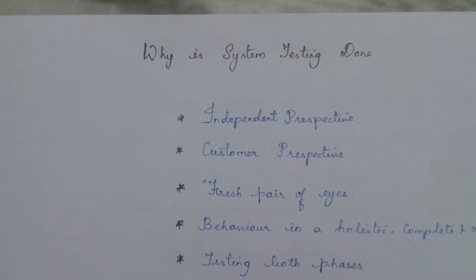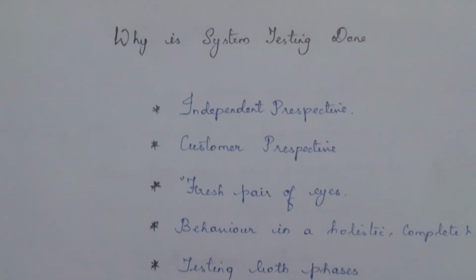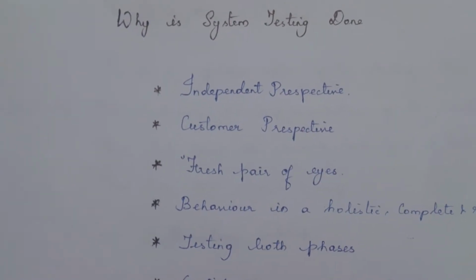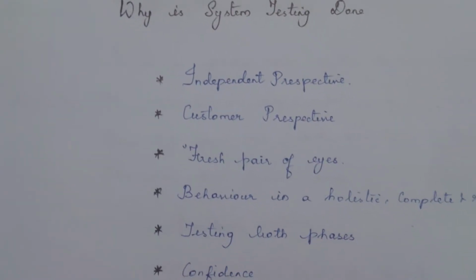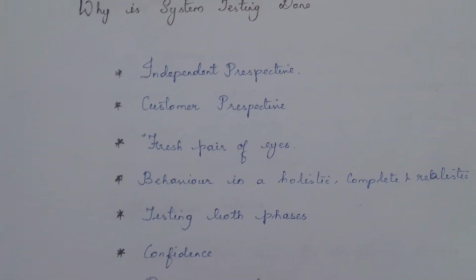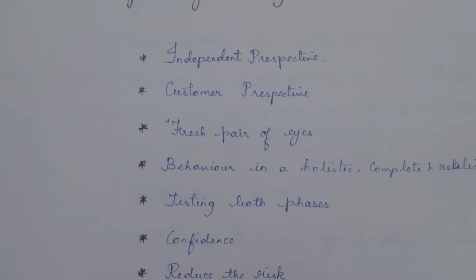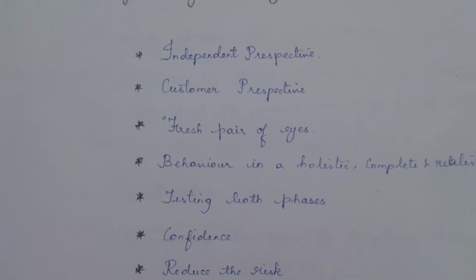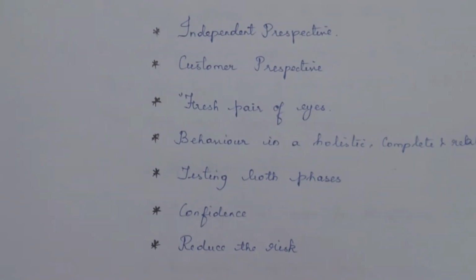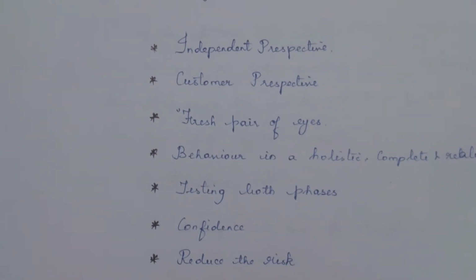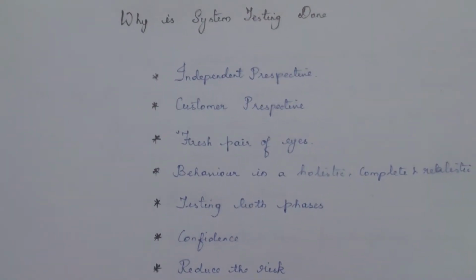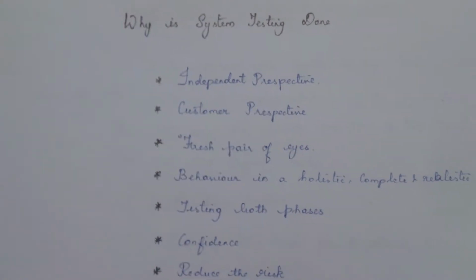So next we are going to see why system testing is done. To provide an independent perspective in testing, bring in customer perspective in testing, provide a fresh pair of eyes to discover defects not found earlier by testing, test product behavior in a holistic, complete, and realistic environment, test both functional and non-functional aspects of the product, and build confidence in the product, and analyze and reduce the risk of releasing the product. These are the certain reasons why system testing is done.